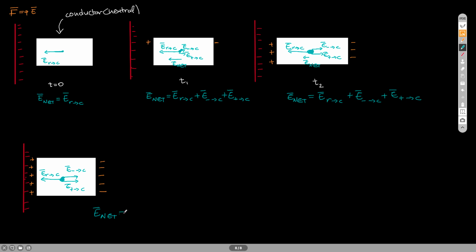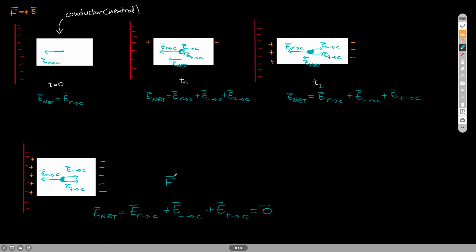So now again, E net is the sum of all electric fields. So the one created by the rod at the center of the conductor plus the electric field created by the negative side of the conductor at the center plus the one created from the positive side of the conductor at the center of that object. Now, because these have grown even longer, they are stronger electric fields. If you add them together, you get these two to completely cancel out the electric field from the rod. And at this point, the net electric field is completely zero.